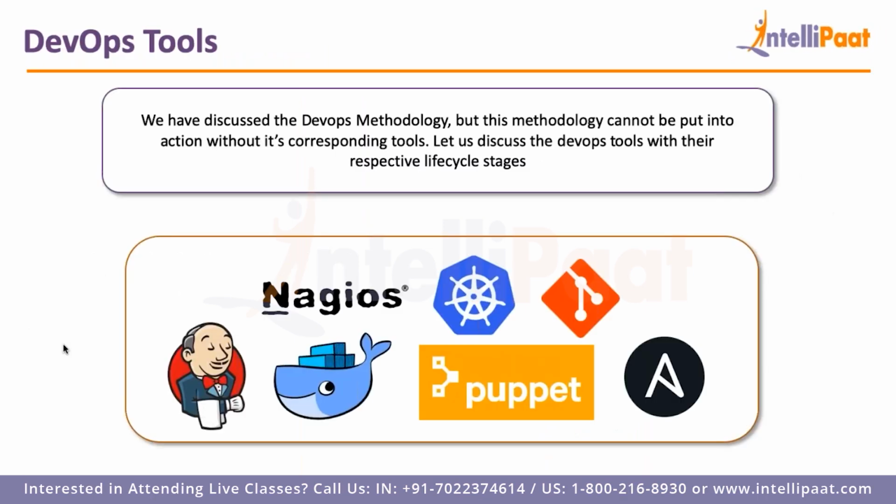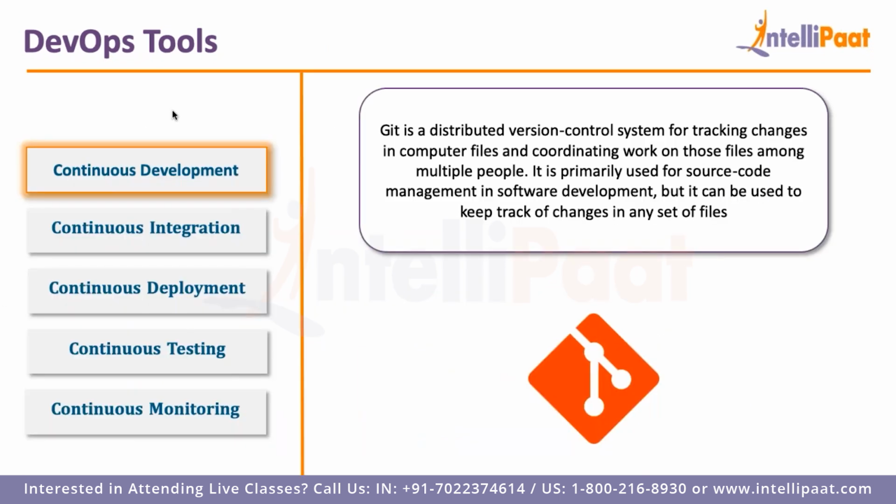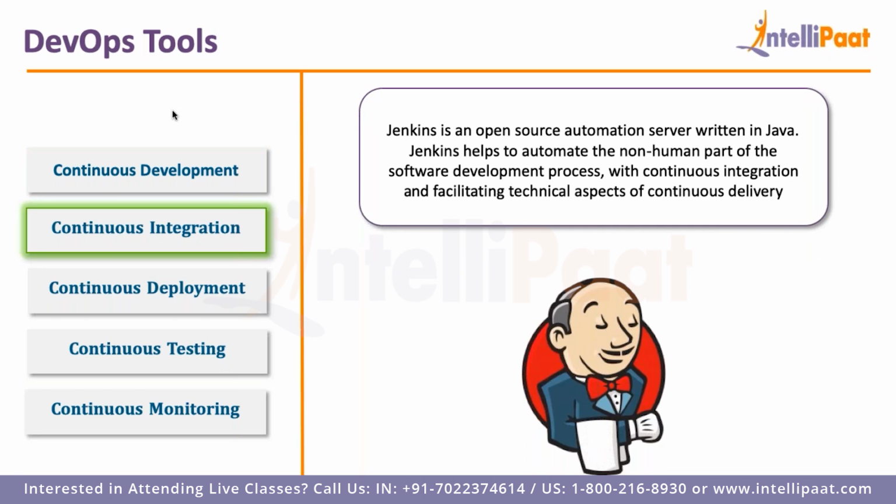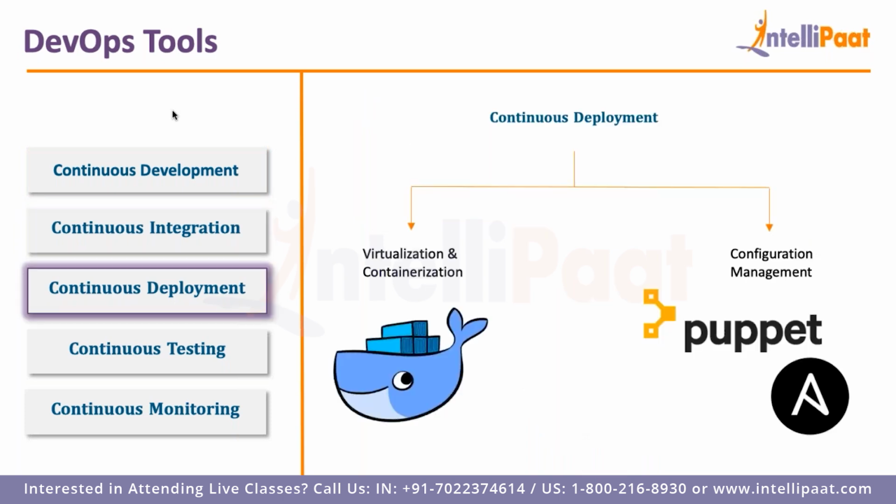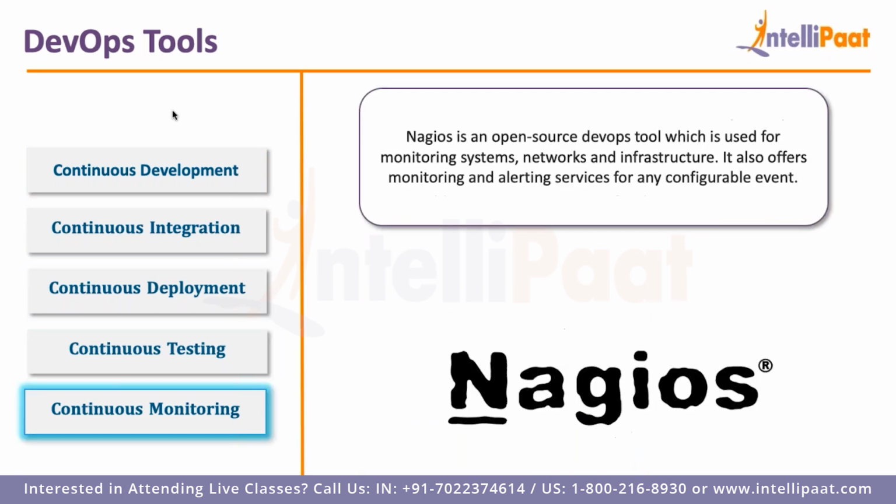Now, to answer Srinath's question, where he was asking about the list of tools that we are going to teach you, these are the tools, guys. For continuous development, we are going to teach you Git. For continuous integration, Jenkins. For continuous deployment, Docker, and we're going to teach you Puppet and Ansible. For continuous testing, Selenium. For continuous monitoring, Nagios. And finally, there is one more tool that we have added, called Terraform, which is infrastructure as code, a very new concept that is asked in every DevOps interview these days. That is also something we are going to cover in the course from module 2 onwards.